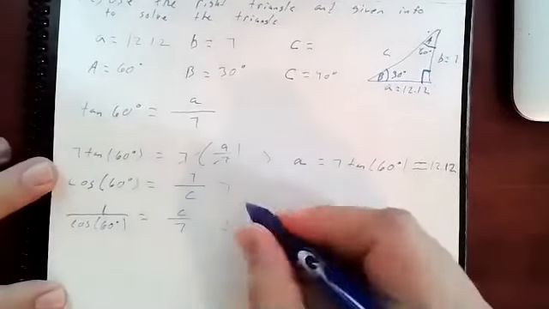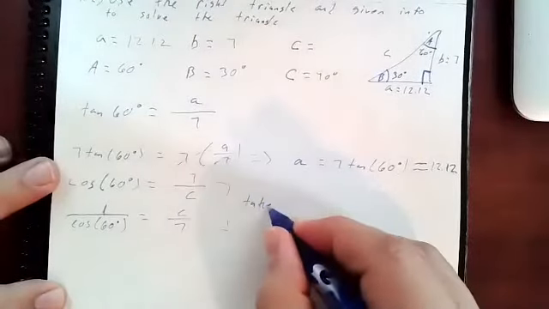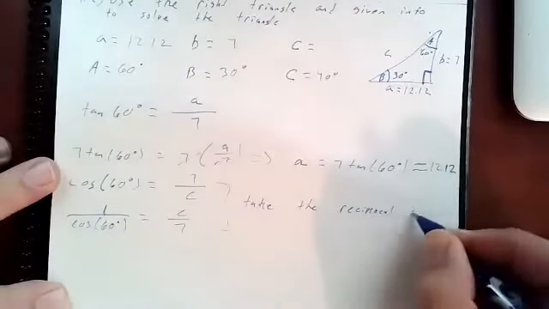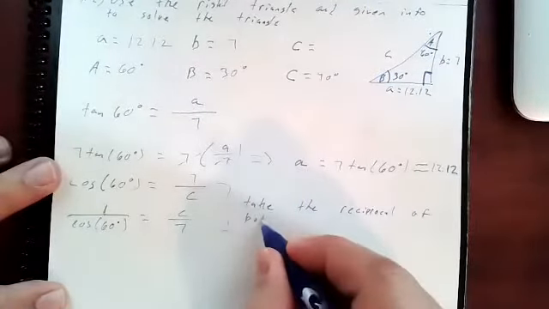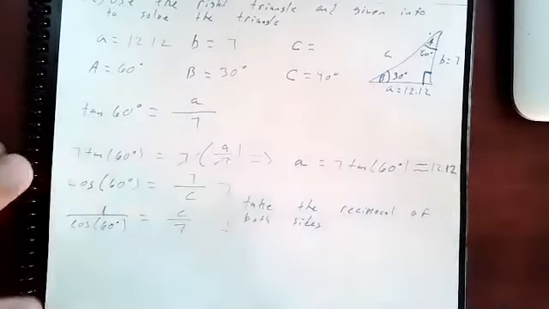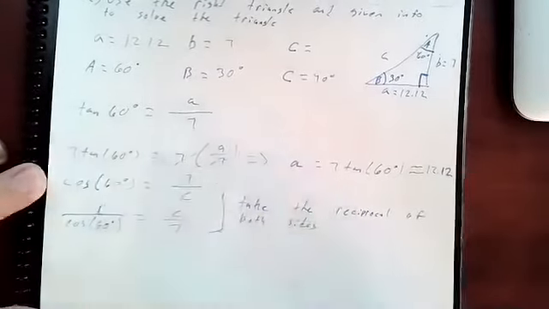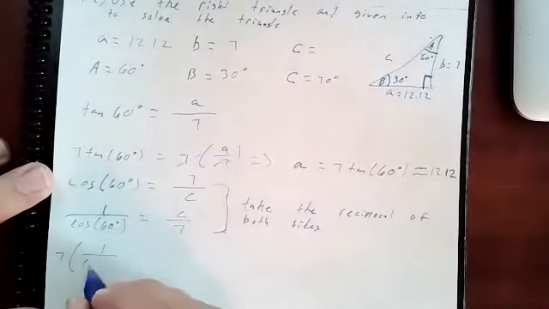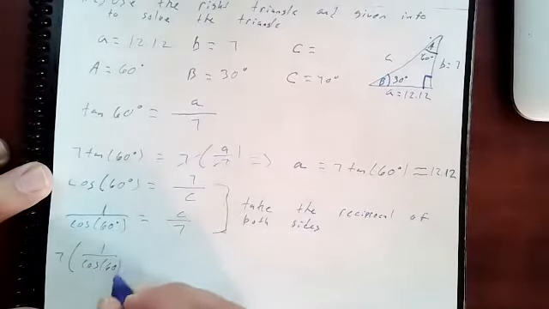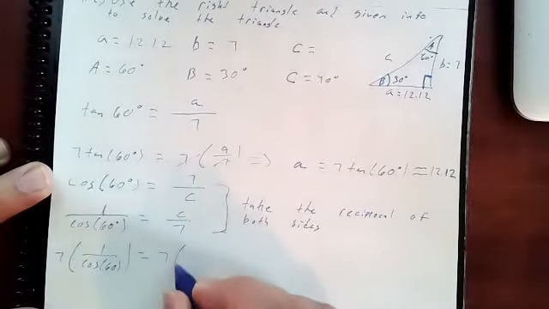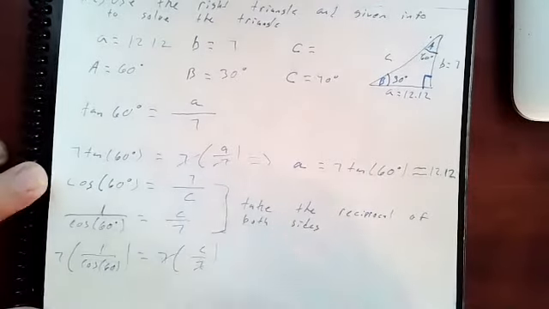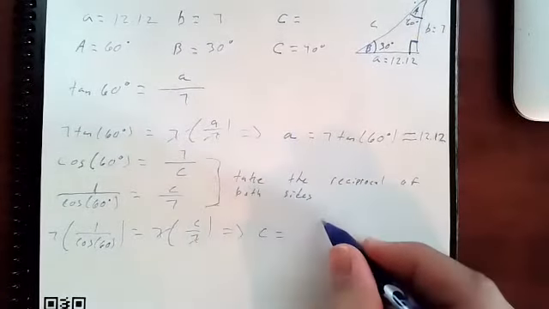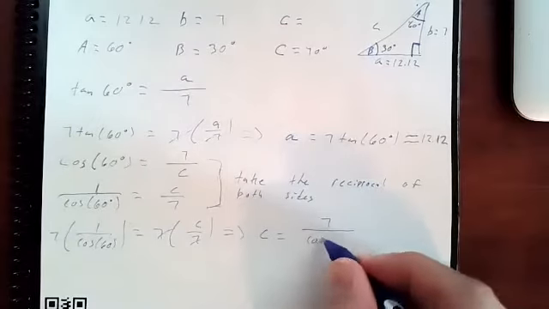So from here to here, take the reciprocal of both sides. Just flip them over. And then multiply both sides by 7. That'll cancel my 7 down there. So this implies that c is equal to 7 over cosine 60.